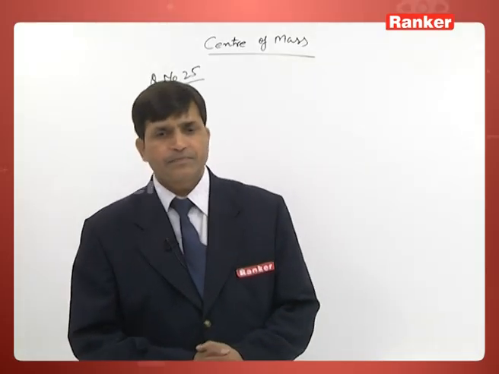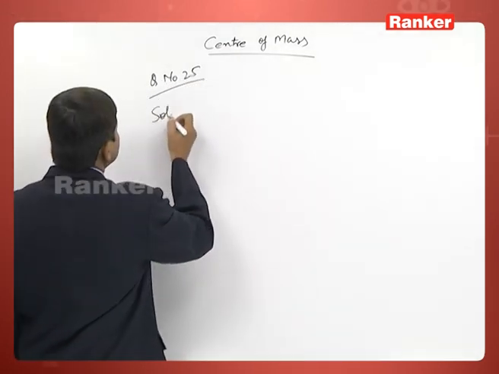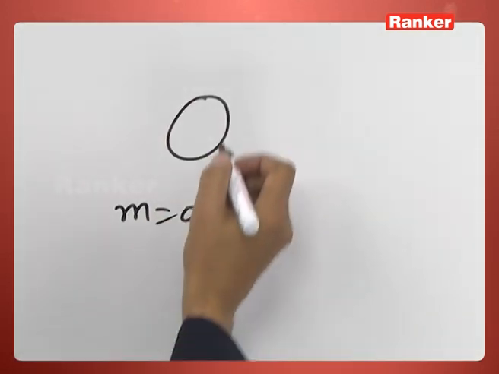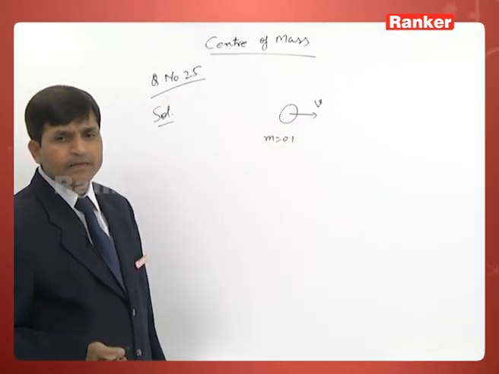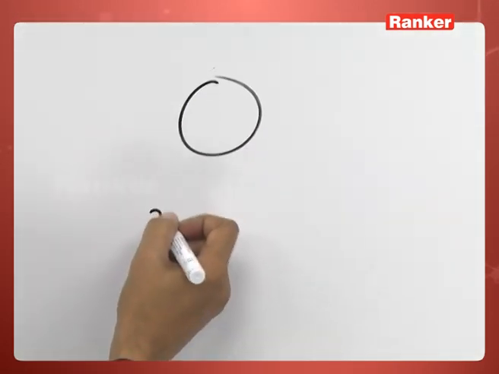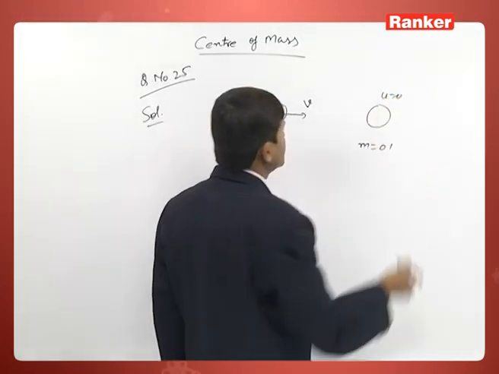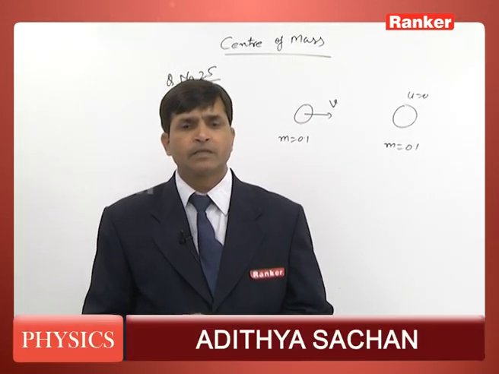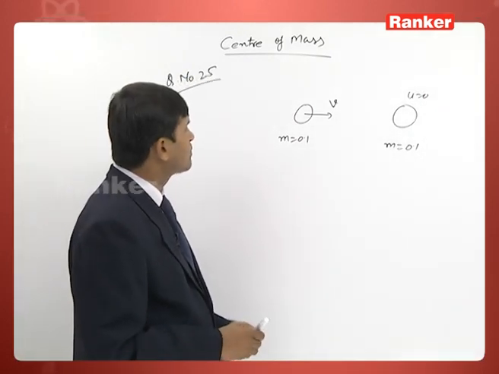So, they are asking the minimum and maximum value of v. It is given here, one particle of mass 0.1 kg moving with velocity v, and it collides with another particle of the same mass 0.1, but initially it is at rest. So, if the total energy becomes 0.2 joule after the collision, energy becomes 0.2 joule.